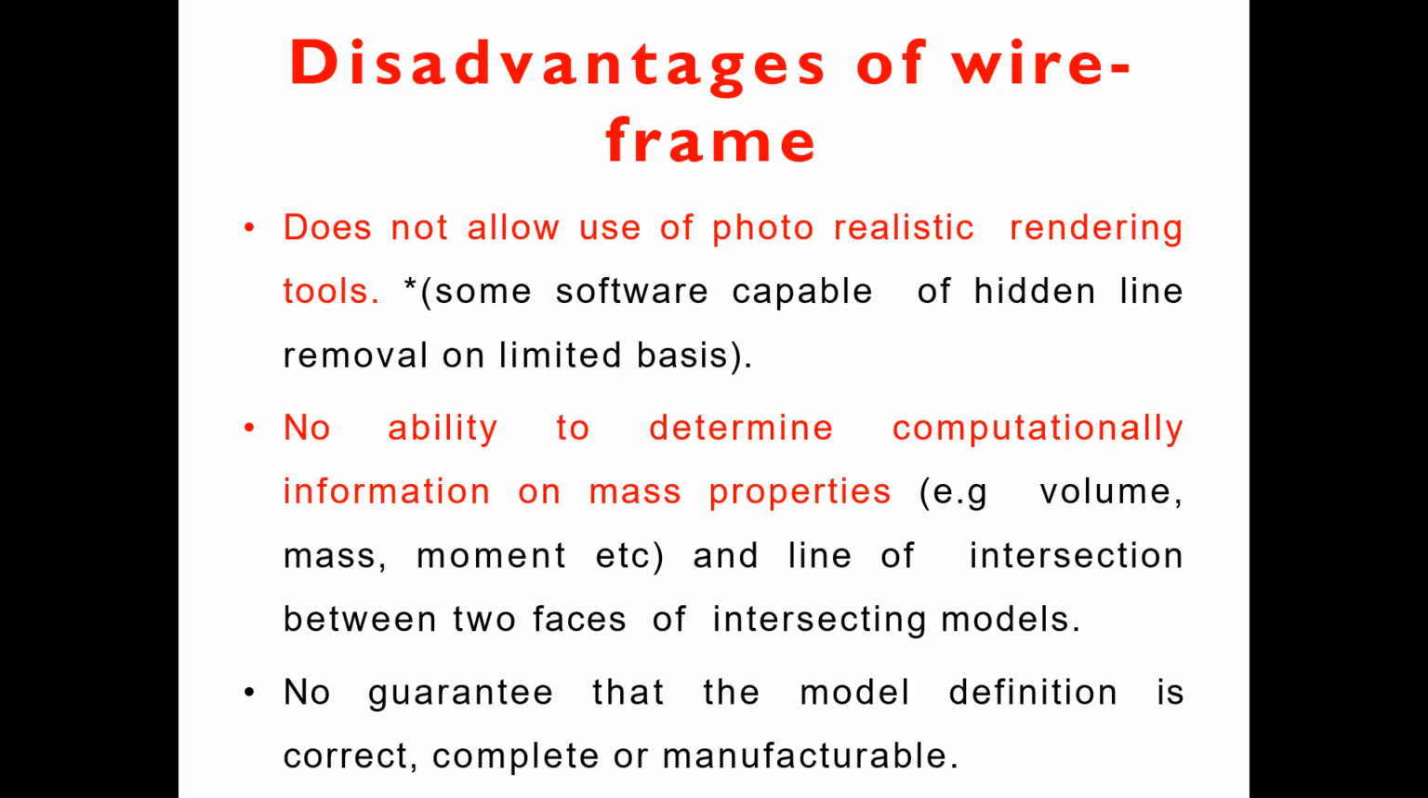Photorealistic rendering tools cannot be used. That is because we have not created any solids or any surfaces, so we cannot actually use the rendering option. Rendering, which we mentioned in our previous class, gives the look of an actual real world object. If we are modeling an object and we have to give it the appearance of a real world object, then we do a rendering process. So that type of rendering cannot be done on a wireframe. And computational information, etc., which you have already seen, cannot be obtained using a wireframe model.